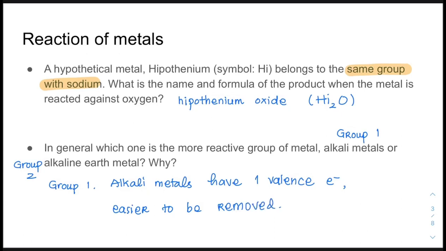Comparing that with group 2, all of them have two valence electrons, which means that to be able to react, it needs to lose both of its valence electrons, which does require extra energy. Therefore, group 1 is more reactive.